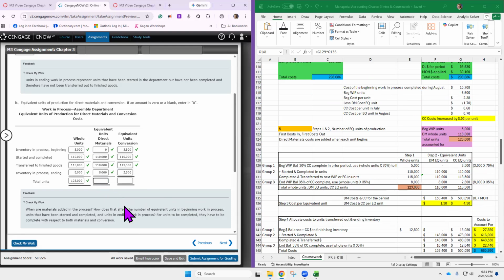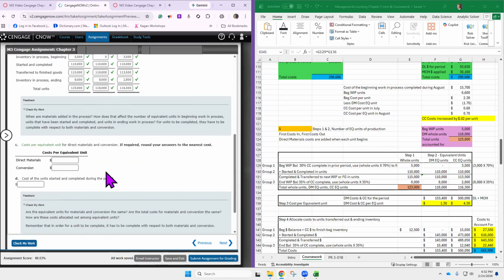So we take 110,000, and we just add 2 columns, not all of those, or you'll mess up, or you won't get it right. Okay, then this one is 116,300. So we've done our step 1 and 2 there.